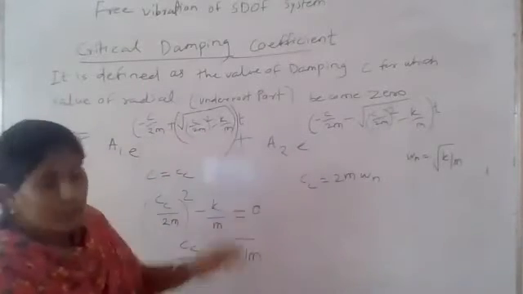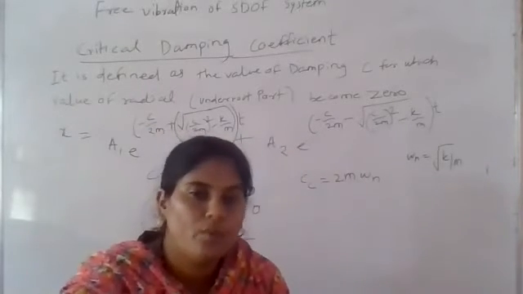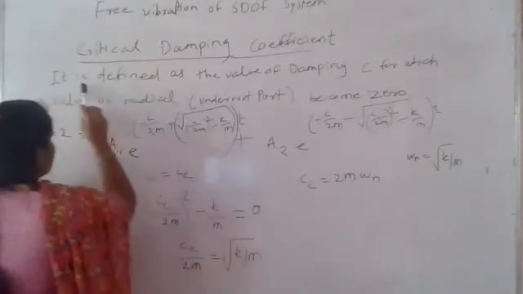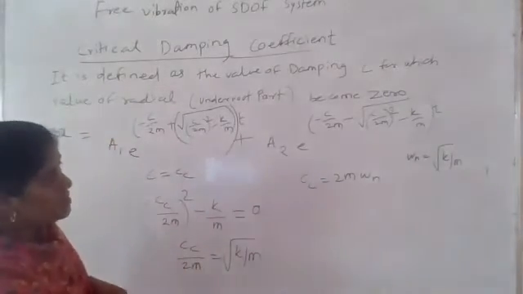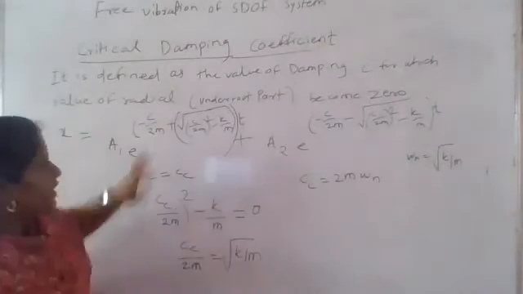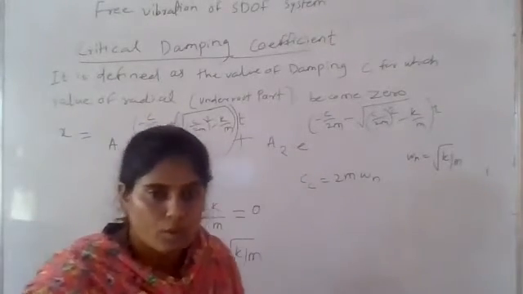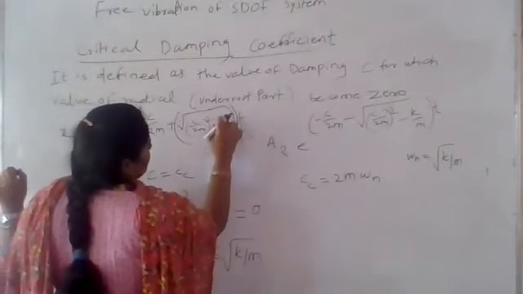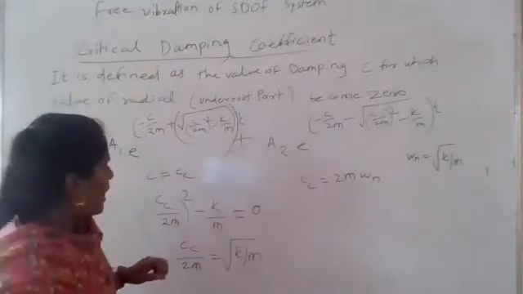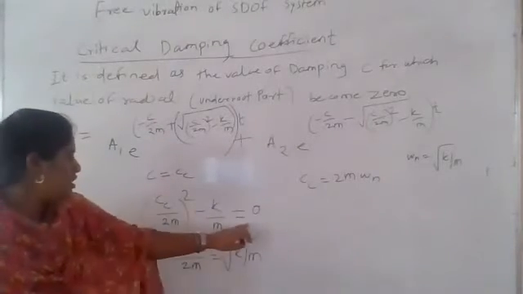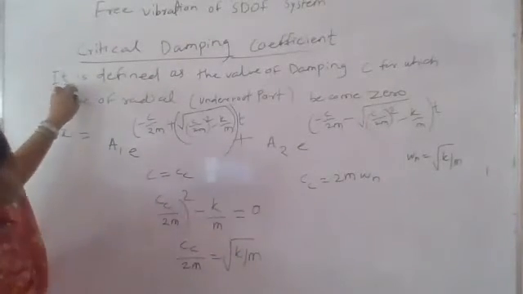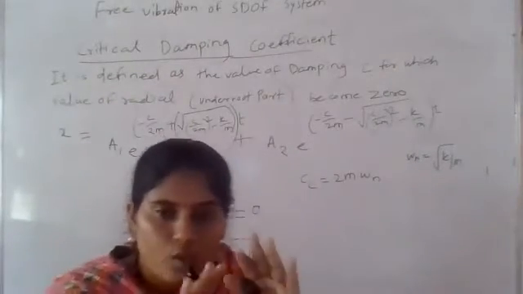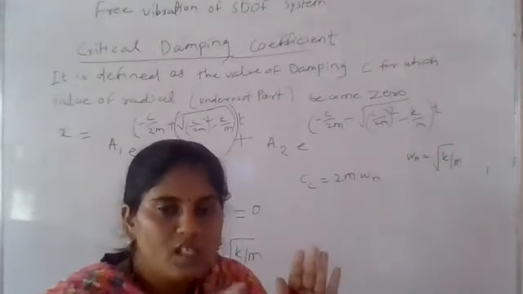When this under root part comes, the next concept is critical damping. What is meant by critical damping? It is defined as the value of damping C for which the value of the radical, the under root part, becomes 0. Look, where does the under root part come? That is the root of (c by twice m) bracket square minus k by m is equal to 0. By putting this value equal to 0, it is defined as the value when this under root part, the part inside the root, is equal to 0.